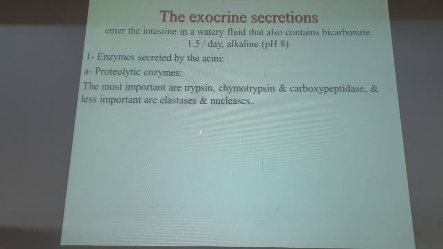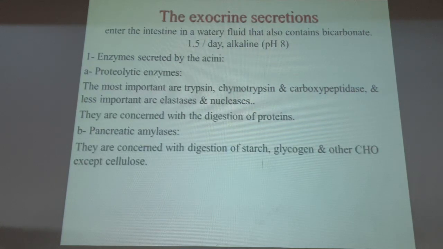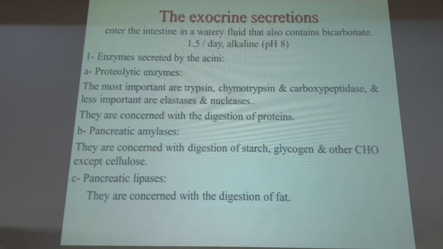The most important ones are trypsin, chymotrypsin, carboxypeptidase, and also elastase, nuclease, phospholipase. There are many types, but these are the main ones. We have amylases, and we know that amylase is related to the digestion of carbohydrates. And we have lipases. Pancreatic lipase is the main source for lipid digestion.